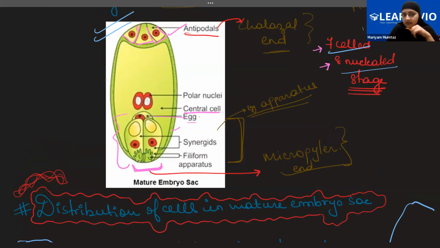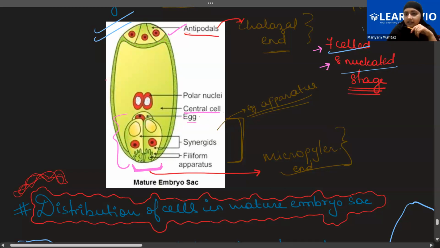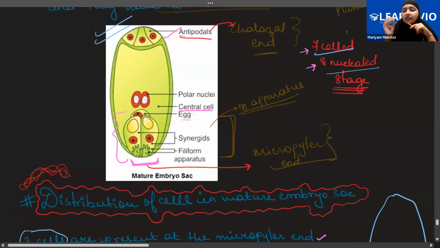This is 1, 2, 3. Then this whole one is 4, 5, 6, 7. We have 7 cells. Now let's count the nuclei. So 1, 2, 3, 4, 5, 6, 7, and 8. So 8 nuclei are present and 7 cells are present. How bizarre is that, isn't it? So remember that the 7-celled, 8-nucleated stage is the very unique feature of the mature embryo sac of angiosperm.